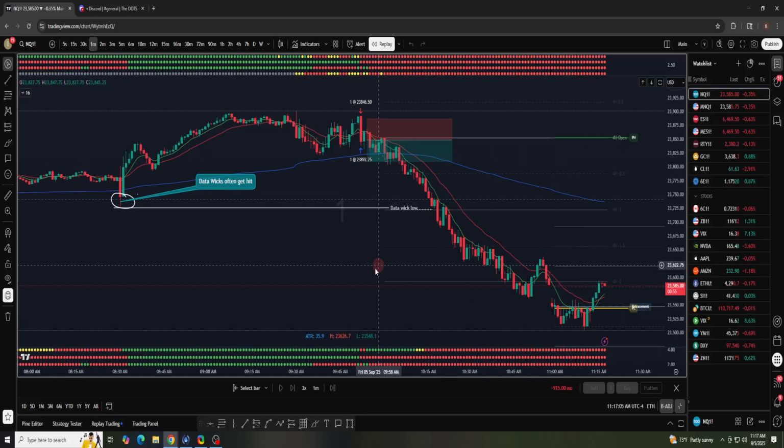So anyway, that's how I like to use the dots. Dots to liquidity, to obvious targets. And it's been a pretty good week for the dots.